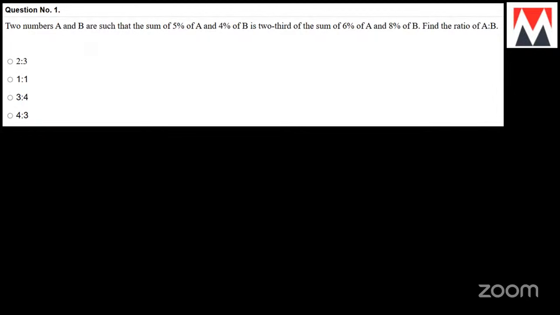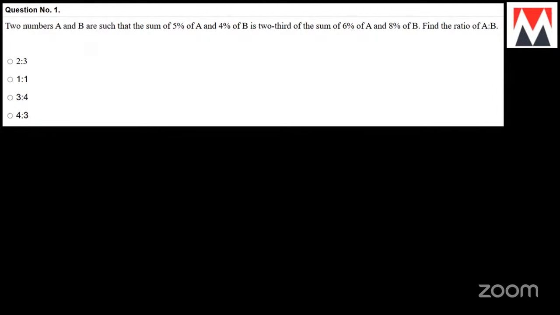Good evening, everyone. So let us see the solutions of the offline test we have written previously. This is the first question, aptitude. Two numbers A and B are such that the sum of 5% of A and 4% of B is two-thirds of the sum of 6% of A and 8% of B. Find the ratio of A to B.